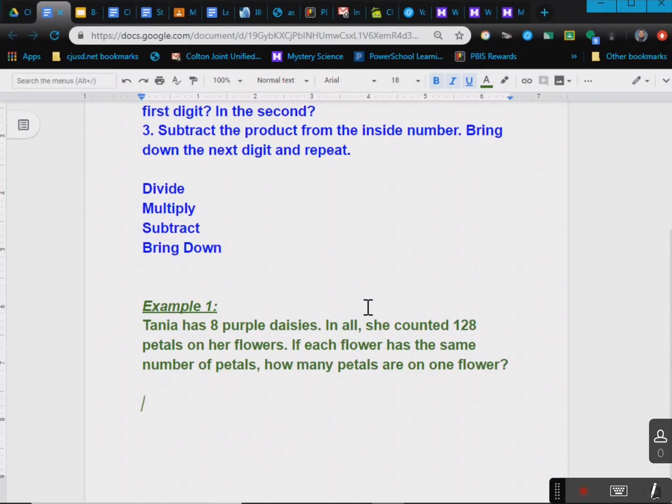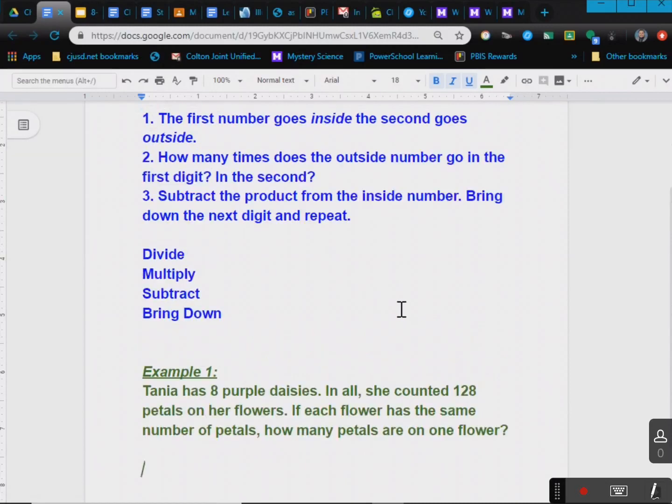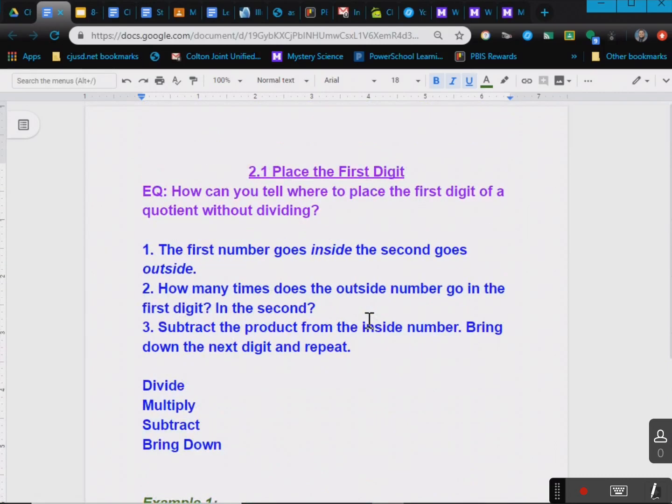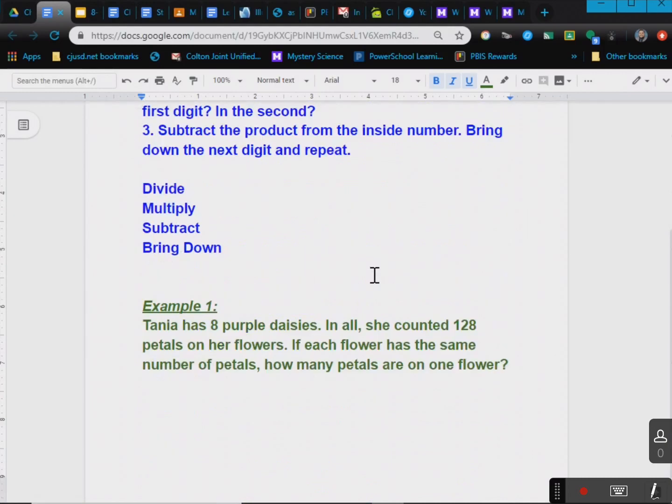Tanya has 8 purple daisies. In all, she counted 128 petals on her flowers. If each flower has the same number of petals, how many petals are on one flower? So we have to divide here. And I'm going to give you a second to write this down, the example and the essential question and rules. So go ahead and pause right now for this. Okay, go ahead and pause for example 1.